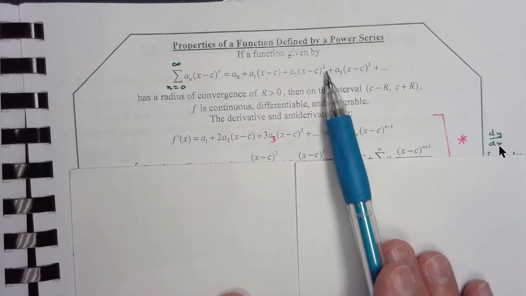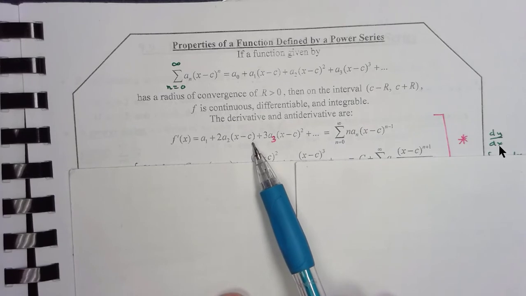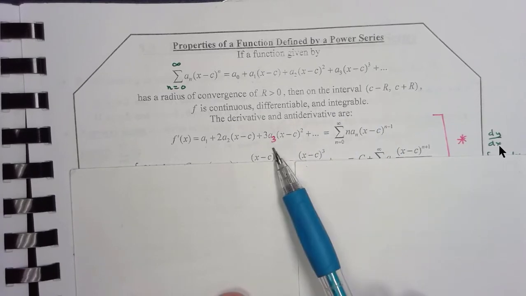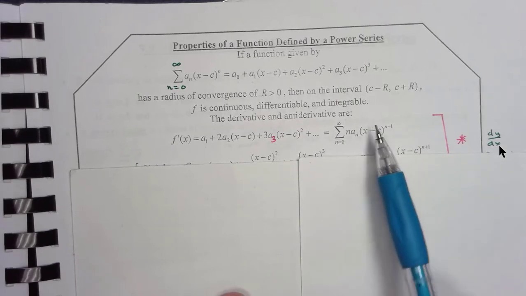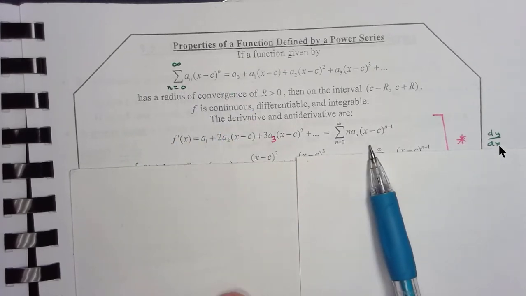plus a2 times x minus c squared gives me 2a2 times x minus c to the first times the derivative of x minus c, which is 1, plus this is going to give me 3a sub 3 times x minus c squared plus dot dot dot. So in other words, this series can be written like this for its derivative.